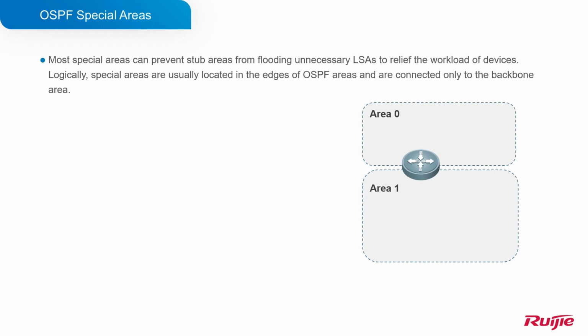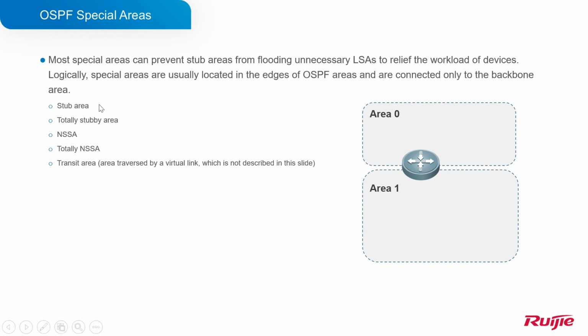And for the third, every router has to receive and send the LSAs to each other. So it's not necessary for every router to do this. So in order for the edge router to work better, we suggest you use the special area in the OSPF process. So here we provide the different types of special area.